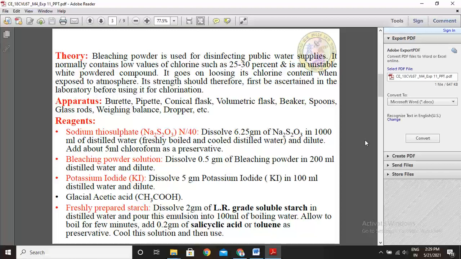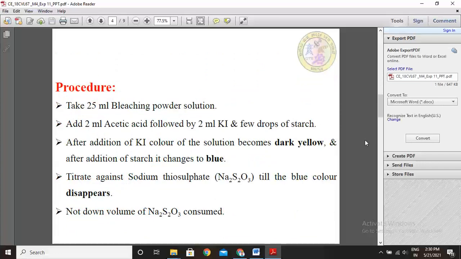So this is the first step to starting the experiment. Reagents are prepared first. To prepare the reagents, you purchase the concerned reagents and chemicals, then you prepare the required normality. Next, procedures. How to conduct these experiments after preparation of reagents?